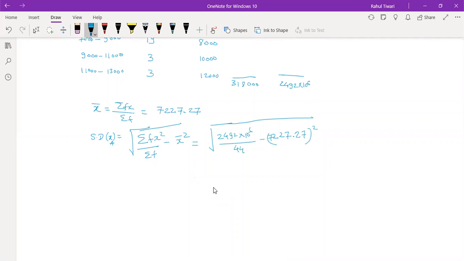If you do the calculation using a calculator, you will get the answer 2.098 into 10 raised to 6. Not 10 raised to 6, it is 10 raised to 3, because you can simplify this. Then calculate CV of company A, which is nothing but SD of company A upon X bar of A. You can call this A bar. So this upon this. If you simplify and divide everything, you will get 7227.27.